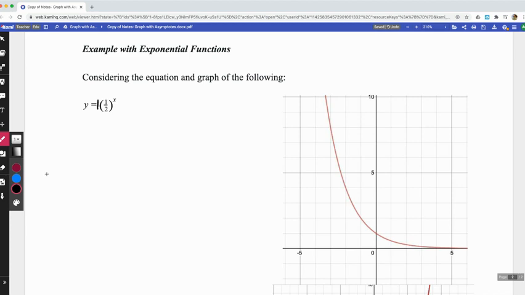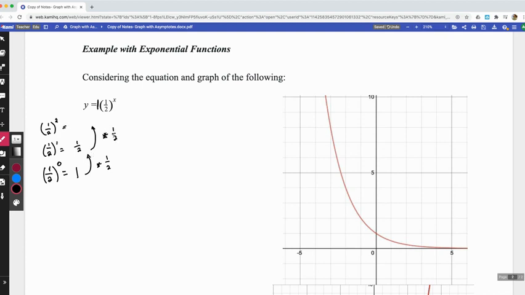So let's consider what would happen if we have 1/2, which again really is 1 times 1/2, to the 0th power. Now we know anything to the 0th power is 1. So if I have 1/2 to the 1st power, that means I'm taking 1 and I'm going to multiply it by 1/2. 1 times 1/2 is 1/2. 1/2 to the 2nd power, well, that means I'm going to multiply it by 1/2 again.